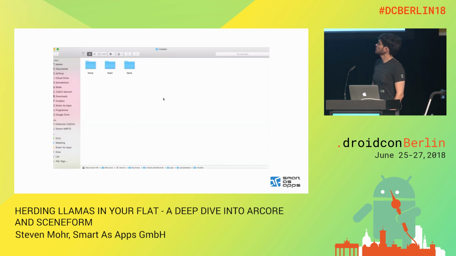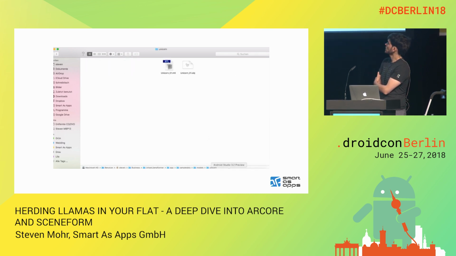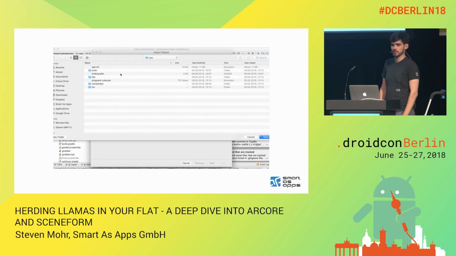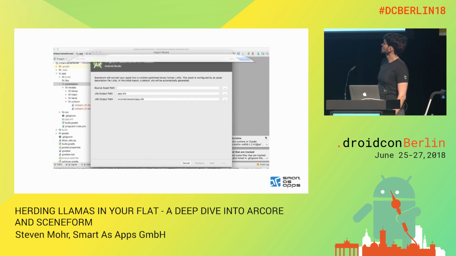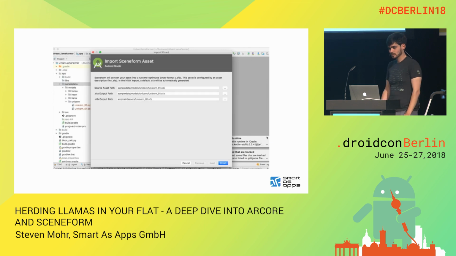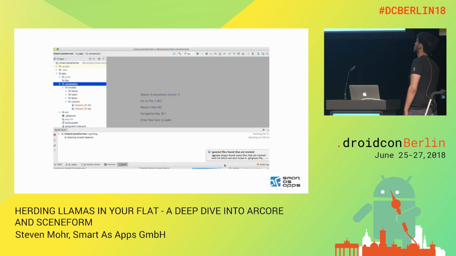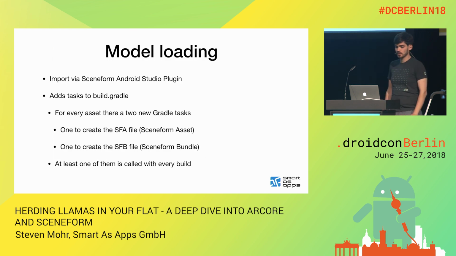Then you unzip them, put them in your project folder, and then easily import them using the Sceneform plugin in your Android Studio. And that basically, that's it. The Sceneform plugin will add 2 new Gradle tasks to your project. And one of them creates a so-called SFA file, which is a Sceneform asset.